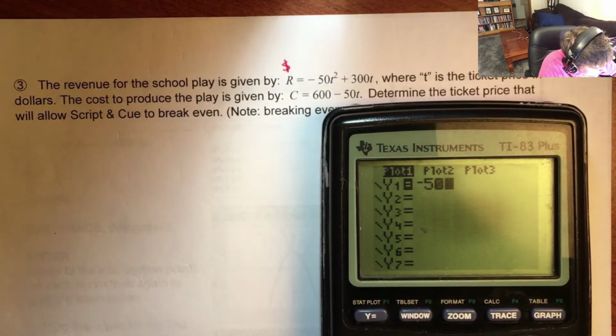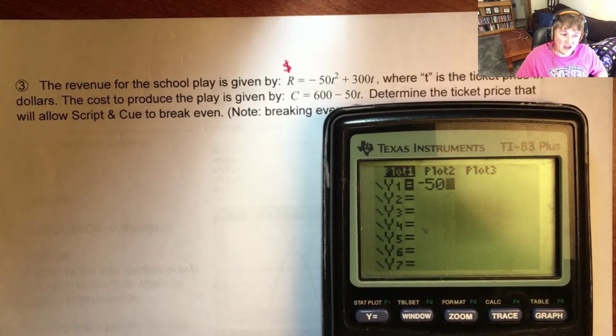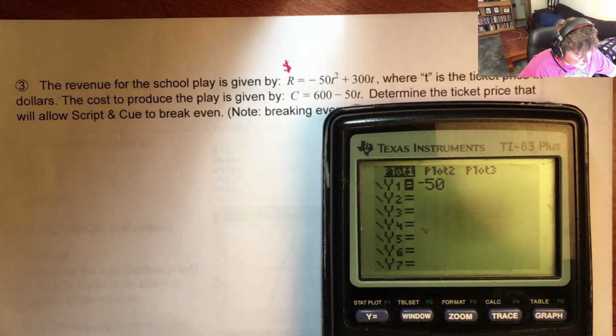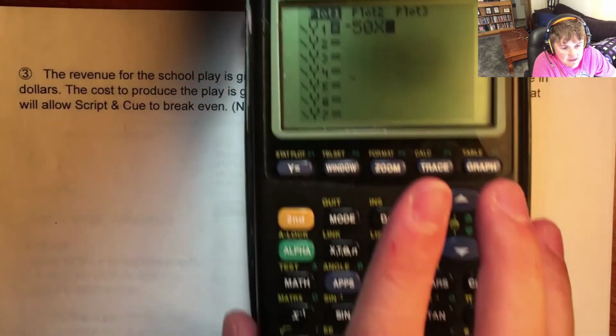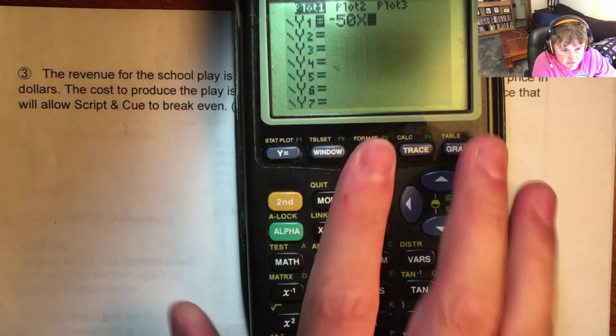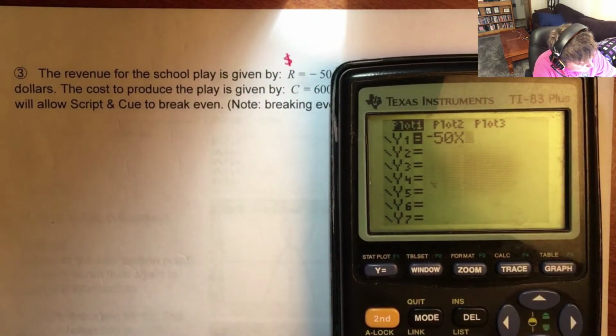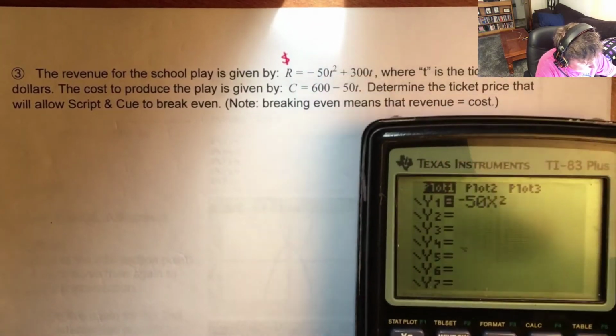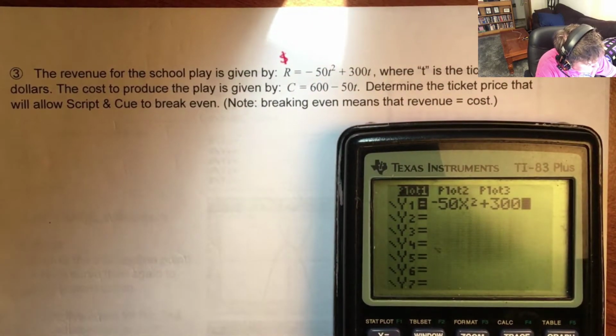So negative 50. Again, there's no t value in our function. It only reads x's and y's, but t can functionally be worked as x. So we're just going to use x. Again, x is this button right here, right next to the alpha. Okay, x squared plus 300x. And then the next one is 600 minus 50x.